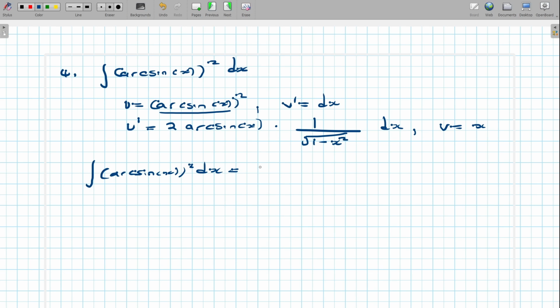is basically going to be equal to, now if I allow myself to write everything, x times arc sine of x squared, minus 2 multiplied by, well, 2 is a constant, so we take it out of the integral, and then we have x multiplied by arc sine of x, and we're basically going to divide this by root of 1 minus x squared, right?